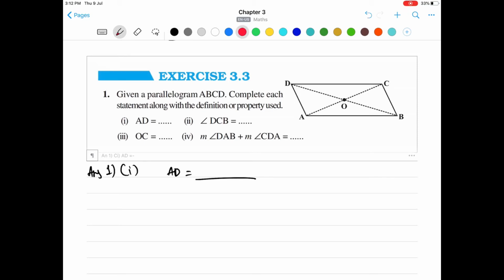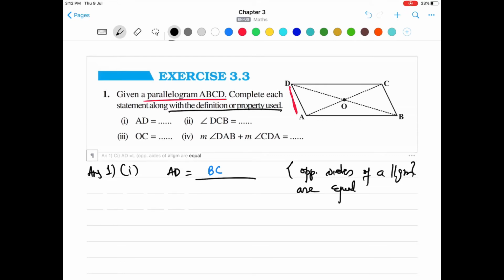AD is here. This length is AD. So AD is a side of parallelogram ABCD, and we know that in a parallelogram opposite sides are equal. So therefore this AD will be equal to its opposite side, which is BC. I'm writing it with a different color, let's use blue. So its answer is BC. And as you are asked to write the definition or property used, the property used here is opposite sides of a parallelogram are equal. So this is the property used in part 1 of question number 1.